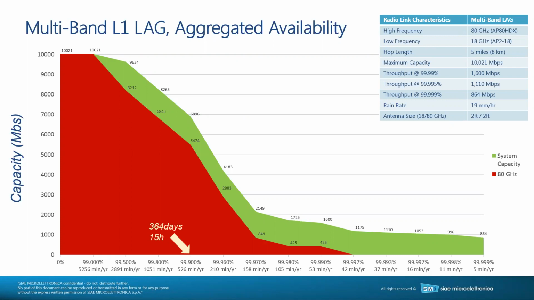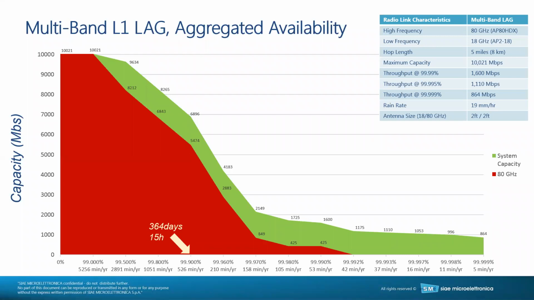As the link budget continues to fade on the E-band radio, you see that in red. On the microwave radio, the throughput is still maintained, so we can infill capacity with the microwave radio. So for example, at 99.5% availability, we're operating about 8.2 gigs using the E-band radio, but we're still at 9.6 gig total throughput because the microwave radio is augmenting that traffic.